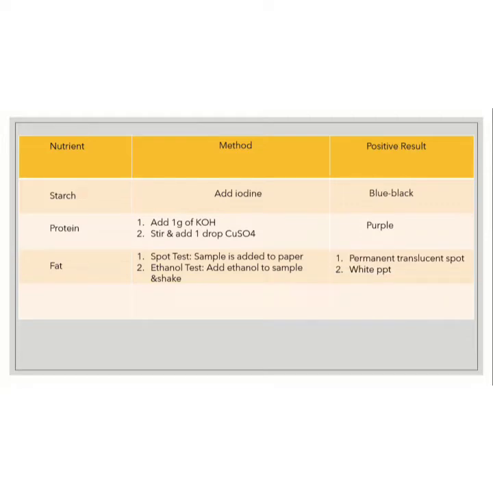The second thing you could do is the ethanol test, where you add ethanol to the sample and shake it vigorously. If fat is present, you're going to see a white precipitate. So you could do the spot test, where you add the sample to the paper and see a permanent translucent spot, or you could add ethanol and shake vigorously and see a white precipitate. White precipitate just really means a white solid. It's nothing grander. In chemistry especially, we use the term precipitate to say that this thing is a solid.